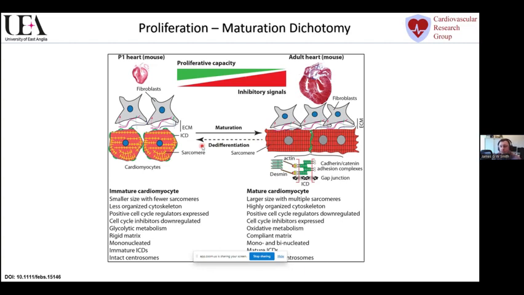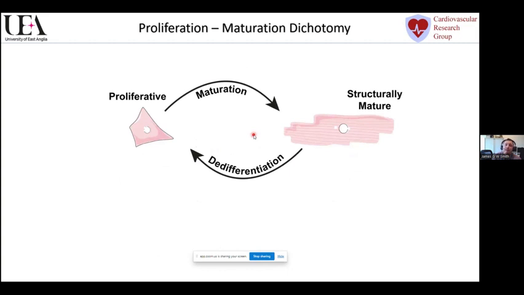So in particular heart disease settings, and this is different for different species, a level of dedifferentiation can occur, producing these more structurally immature cell types, which can lead to things like heart failure. So understanding this dynamic is important for both disease modeling, but also regenerative medicine. So as I say, here's a schematic of that dichotomy, with maturation pushing the cells one way, dedifferentiation pushing them the other way, and the switch between the proliferative and the non-proliferative cell type.